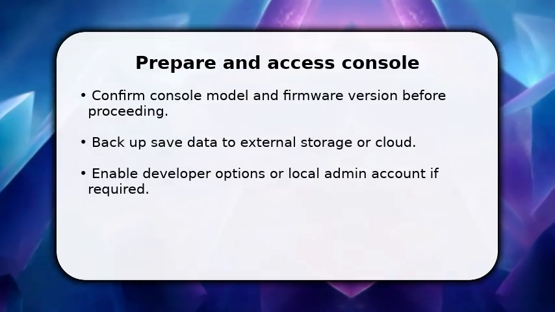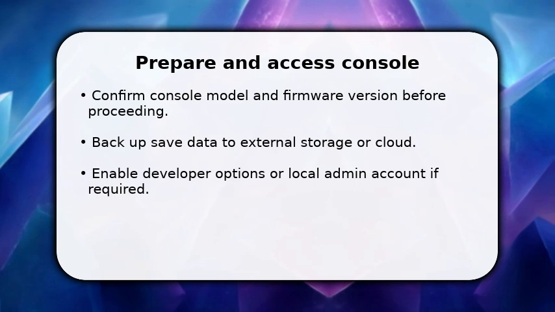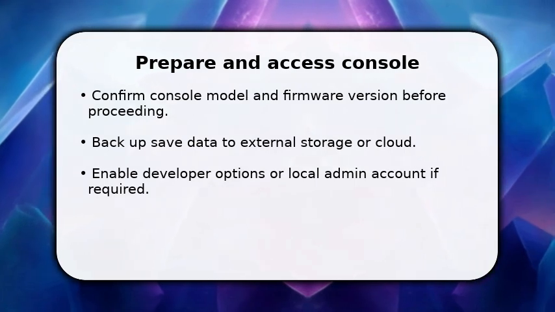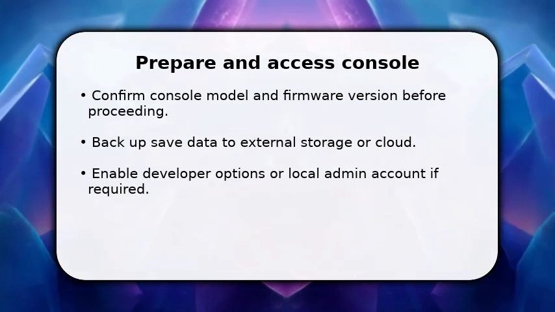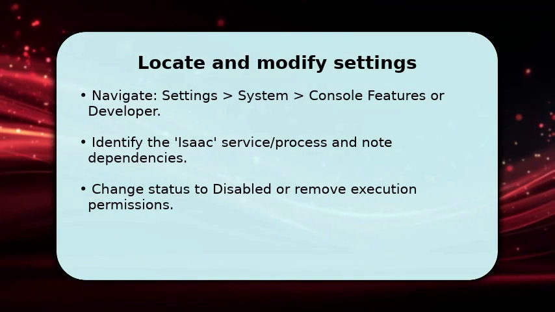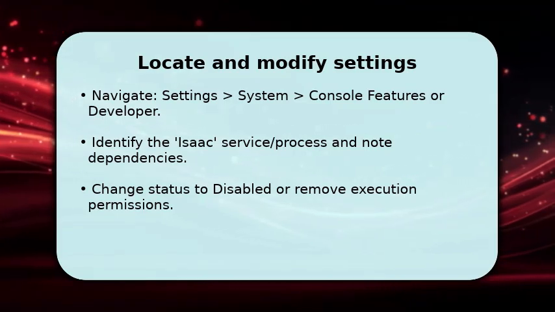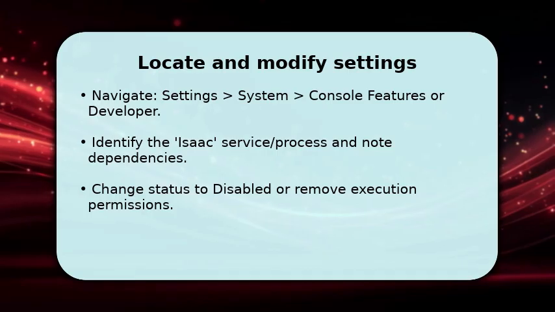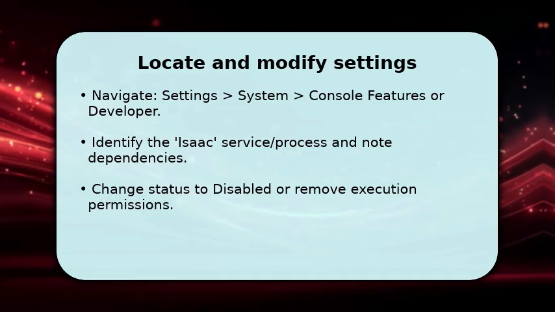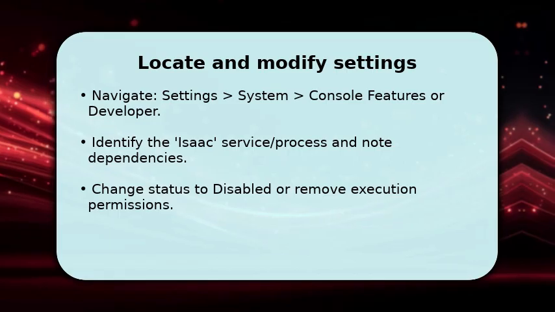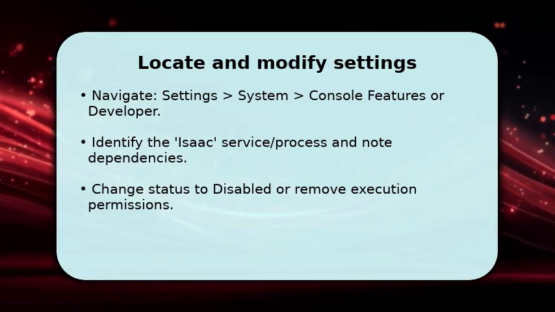Proceed immediately to accessing the system settings interface for the specific disable option. You now locate the precise setting. Go to Settings, then System, and open Console Features or the Developer menu. Once there, identify the ISIC service or process and inspect any dependencies so you know what else may be affected.